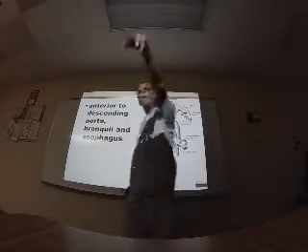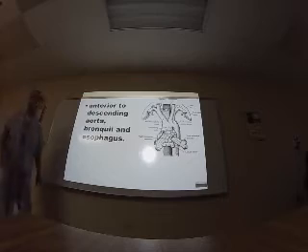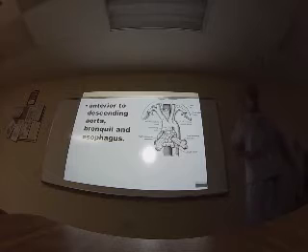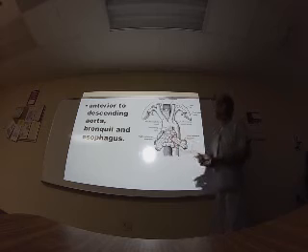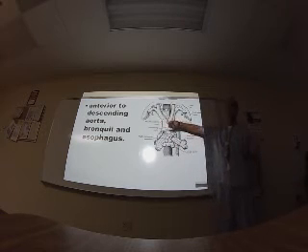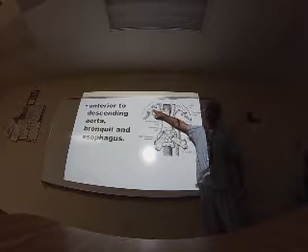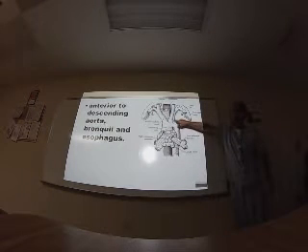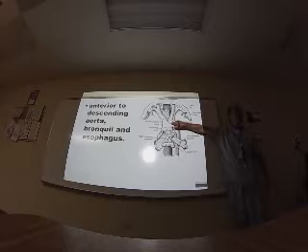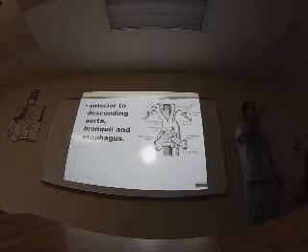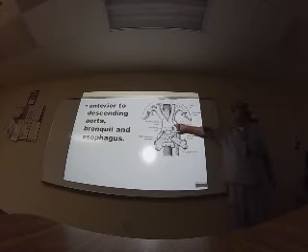Brachiocephalic trunk. What is the other name of the brachiocephalic trunk? Does someone remember? Innominate artery, exactly. Innominate artery is the other name of the brachiocephalic trunk. You remember the brachiocephalic trunk has a bifurcation: right subclavian, right common carotid. But the left subclavian and the left common carotid are born directly from the aorta. It's different. Right subclavian, brachiocephalic trunk. Left subclavian, aorta.